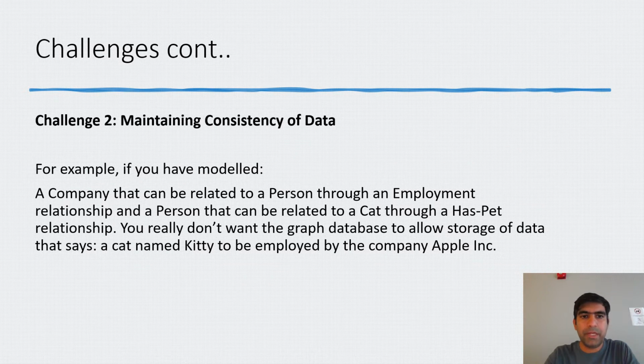Challenge 2. Maintaining consistency of data. For example, if you have modeled a company that can be related to a person through an employment relationship and a person that can be related to a cat through a has-pet relationship, you really don't want the graph database to allow storage of data that says a cat named Kitty is employed by the company Apple.